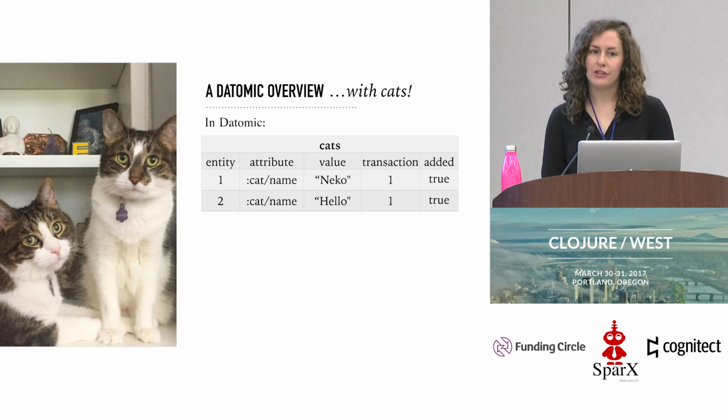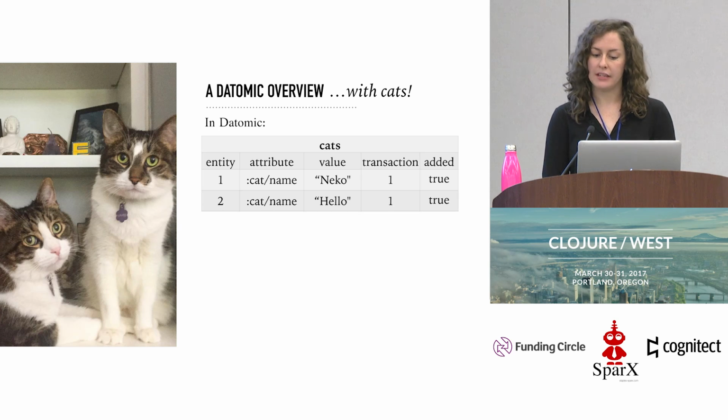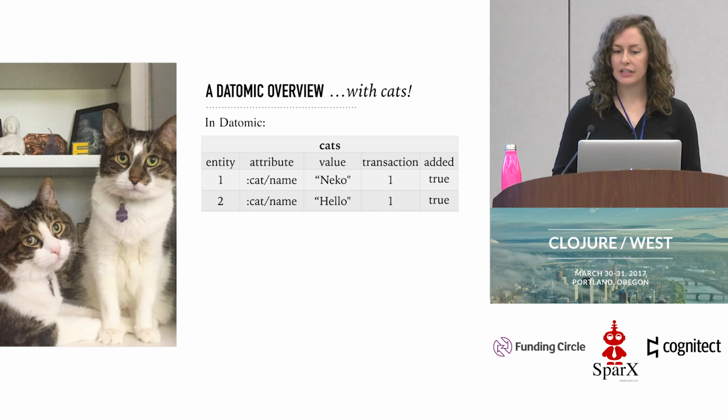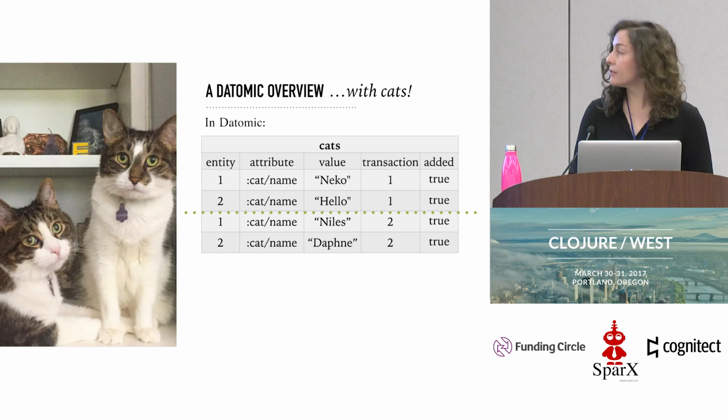When I first entered these 2 in the database, I added 2 facts, one that says the entity of cat1 had an attribute of cat name of Nico, and the other one that says that entity 2 has an attribute of cat name of Hello. I can then add another set of facts when I changed their names to Niles and Daphne.